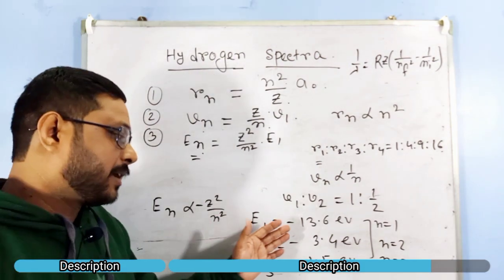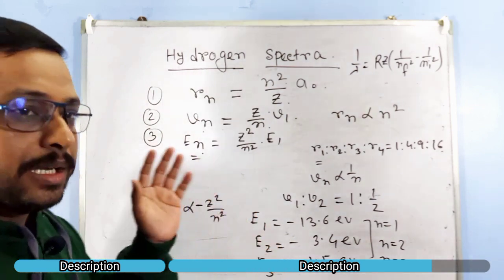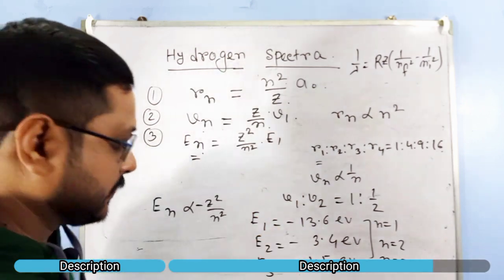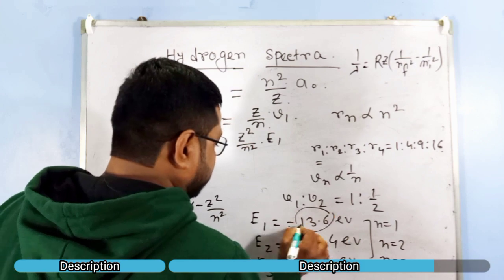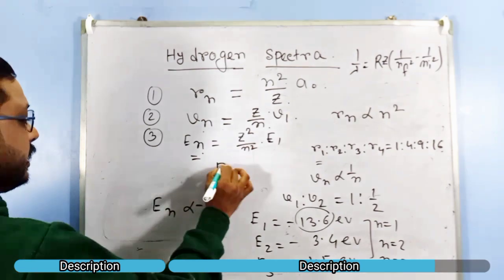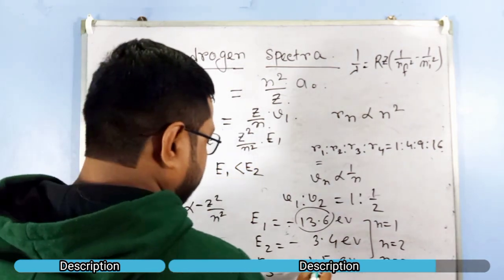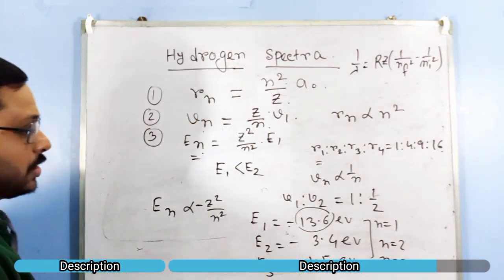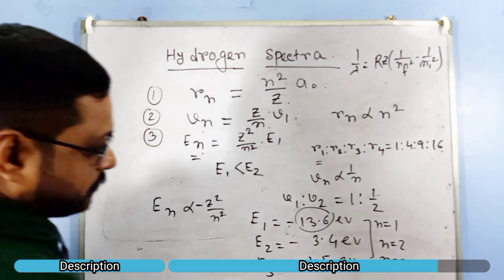Lower energy means the lowest energy state, or the closest orbit to the nucleus. As the value increases with the negative sign, it is actually lower. That is, E1 is lower than E2, and E2 is lower than E3. So, the energy of the electron closest to the nucleus is lowest.